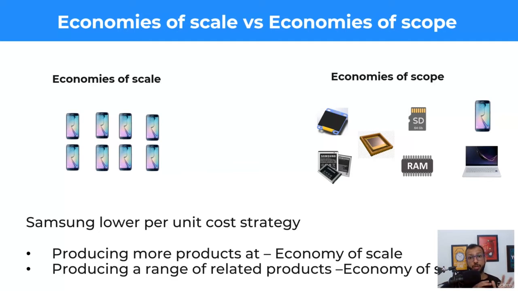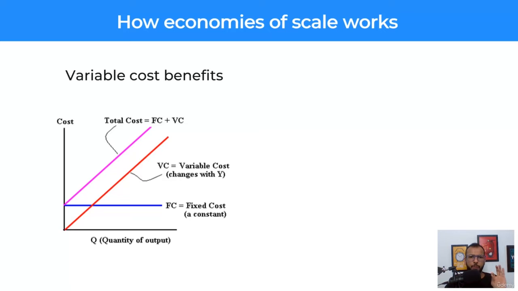Now, let's look at the most important reason why economy of scale and economy of scope exist in the first place. To understand them, you first have to understand the types of cost in a business. Whenever you start a business, you have two different types of cost: fixed cost and variable cost. The cost in the blue line is your fixed cost, and the cost in the red line is your variable cost.